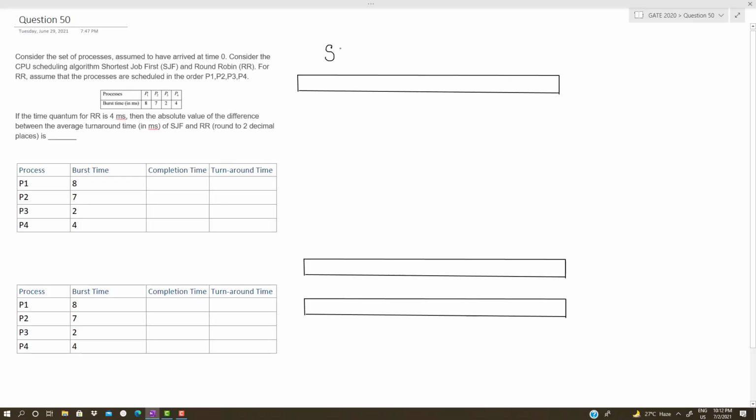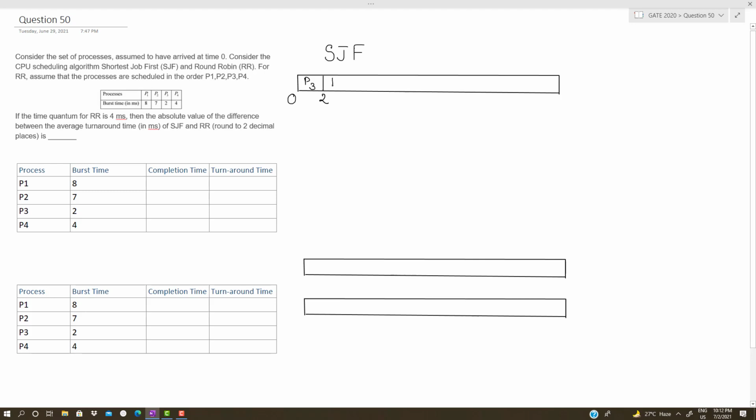First, we will look at solving it using SJF, or shortest job first. In shortest job first, if there are a set of processes which have arrived at the same time, or if there are a set of processes which are ready to be executed, the process having the lowest burst time will be selected first. So the process P3 has the least burst time, so it will be scheduled first. So in our Gantt chart, process P3 will be selected first and it will execute for 2 seconds.